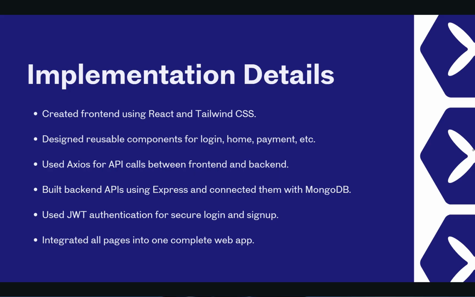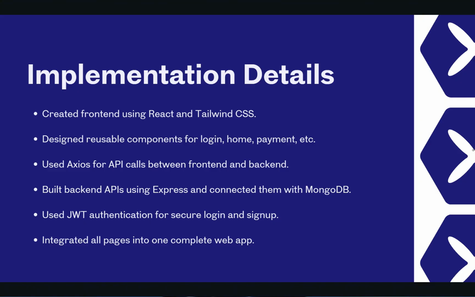Second is MongoDB connection. I connected the backend to MongoDB using Mongoose. For example, the property schema includes owner ID, title, price, images, descriptions, locations. Similarly, I created schemas for user and bookings.